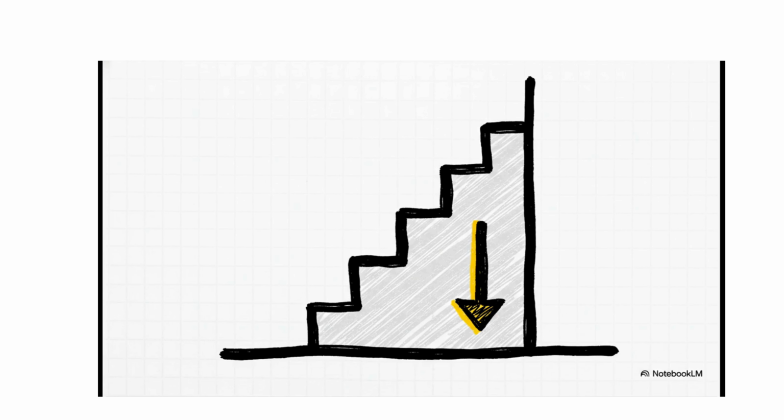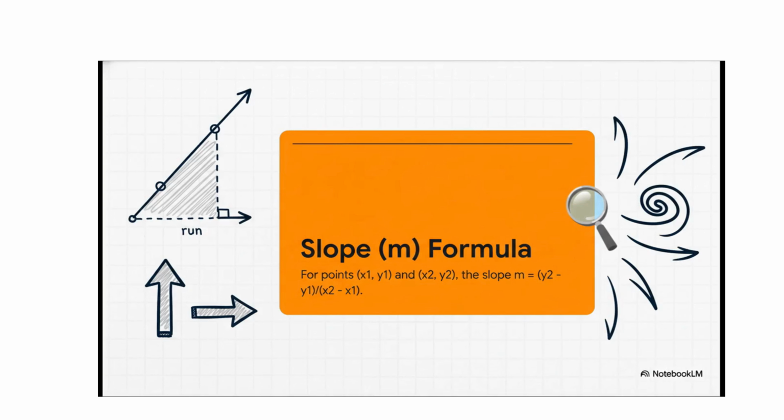The classic way to think about this is rise over run. Just imagine you're climbing a staircase. For every single step you take forward, that's the run. How much do you go up? That's the rise. That simple little ratio, rise divided by run, gives us one powerful number that describes the entire steepness of the line.